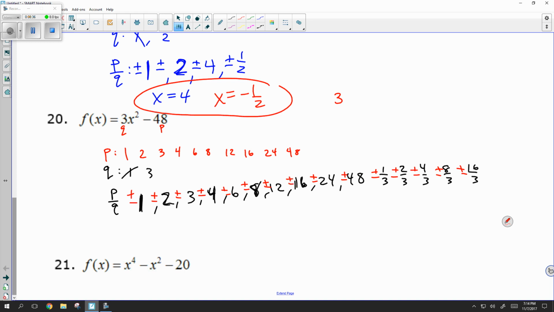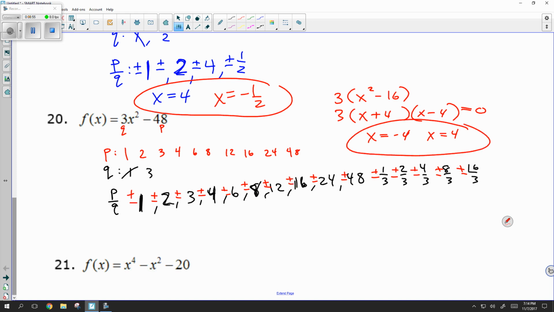So if we just factor out the 3, we get x squared minus 16. And then if you just do the difference of squares, this is x plus 4, x minus 4. We have the 3 in front, so we just set that equal to 0. So we end up with x equals negative 4 and x equals positive 4. We don't care about 3 because it doesn't have an x, so these are the 2 zeros.